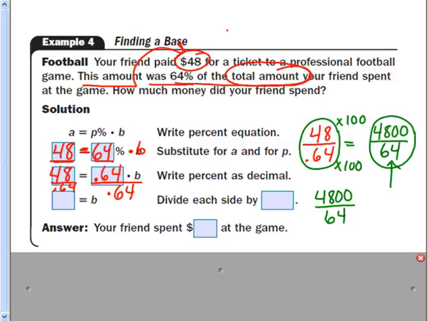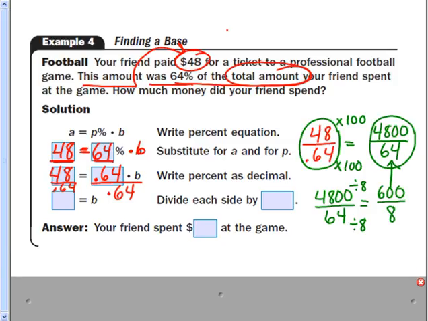Thinking about my math facts, I know that both of these are divisible by 8. Because 8 times 6 is 48, so 4,800 divided by 8 is 600. And I know 8 times 8 is 64, so 64 divided by 8 is 8. That's a little bit easier to work with. And again, it's equivalent to this and this because I'm just using my equivalent fractions.